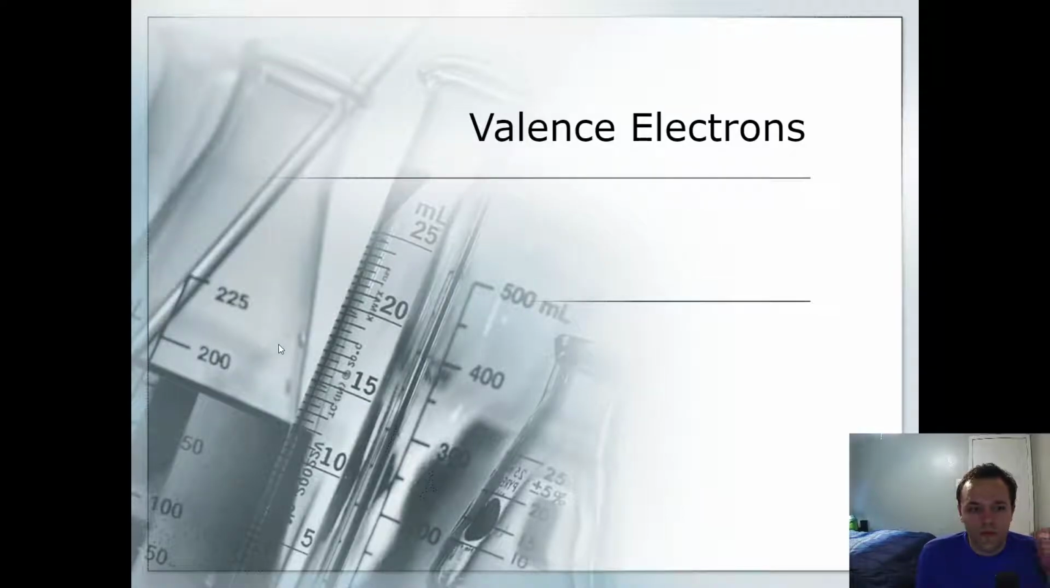All right, what we're talking about today is something called valence electrons. It's something that's very important in chemistry because the number of valence electrons an atom has is generally what determines how it's going to react with other chemicals.